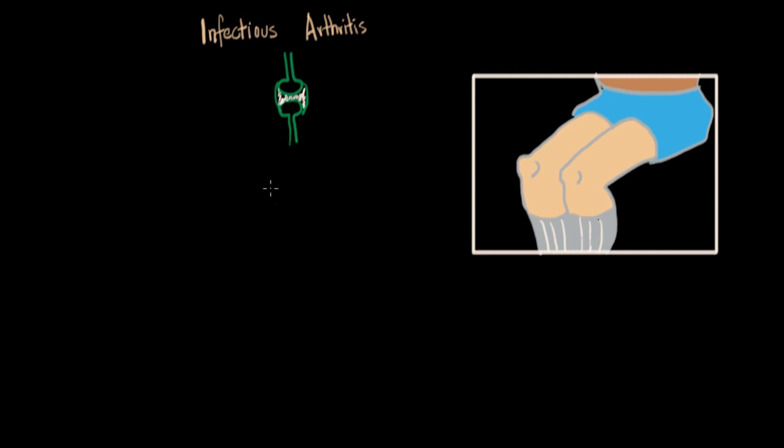And infectious arthritis happens when the bacteria gets in there and causes an infection just like it can in the rest of the body. Now, the two bacteria that are most commonly the culprit for infectious arthritis are Neisseria gonorrhea. That's the first one. And then Staph aureus is the second one.